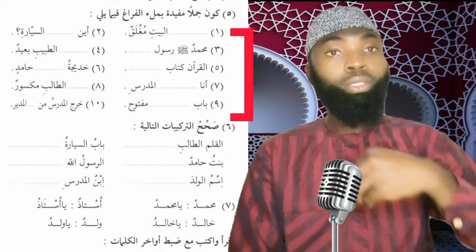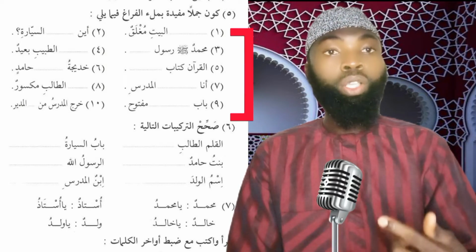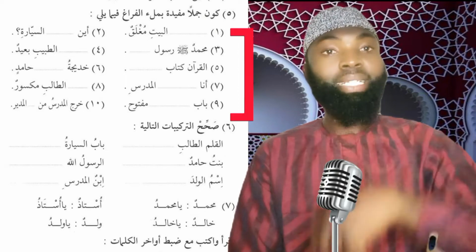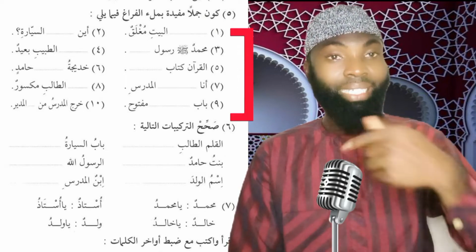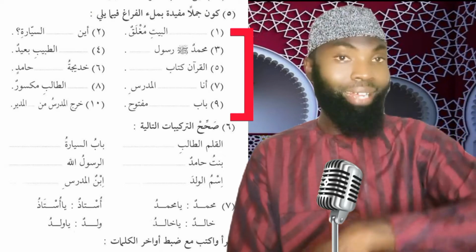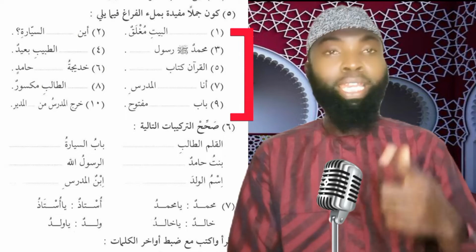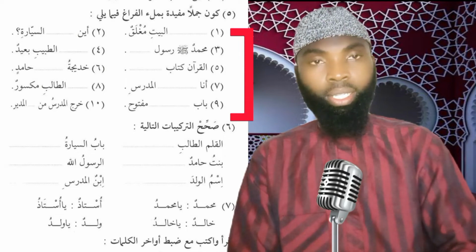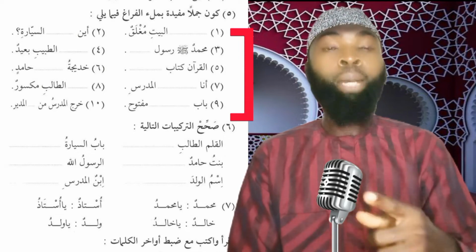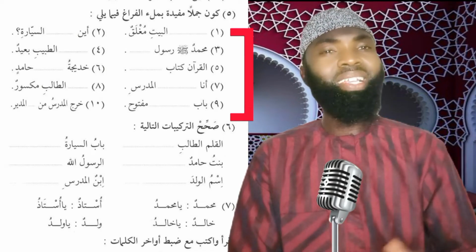Al-Mudarrisi, the teacher. So we can say Ana Sadiqul Mudarrisi. I am the teacher's friend. Number 8, we have dash at-talibi maksurun. We can say qalamut talibi. The student's pen maksurun is broken.